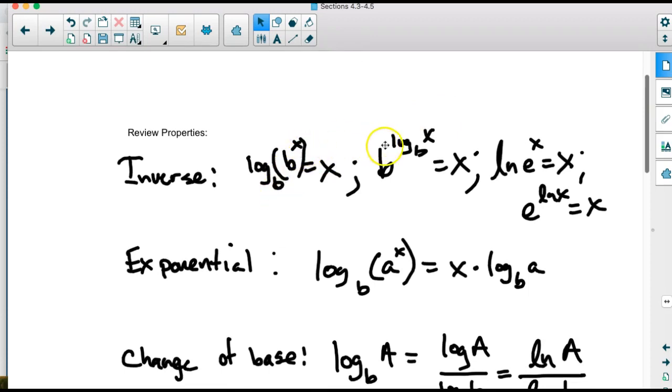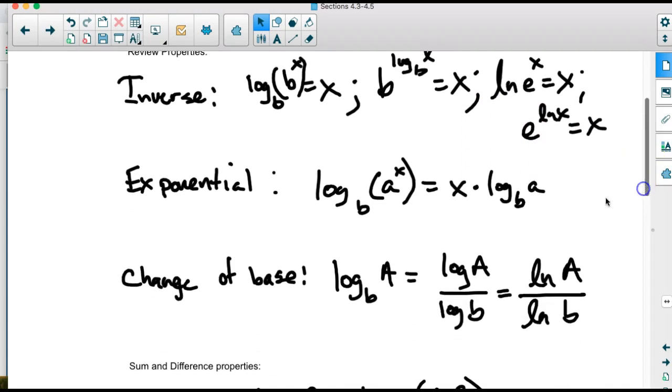Now in the last video we did three properties: inverse, which is how we undo each other, because log and exponential are inverses of one another. We can undo them. We went over the exponent property, where we can move the exponent down in front of the logarithm and make it a multiplication. And we talked about the change of base, and we use that quite a bit to solve.